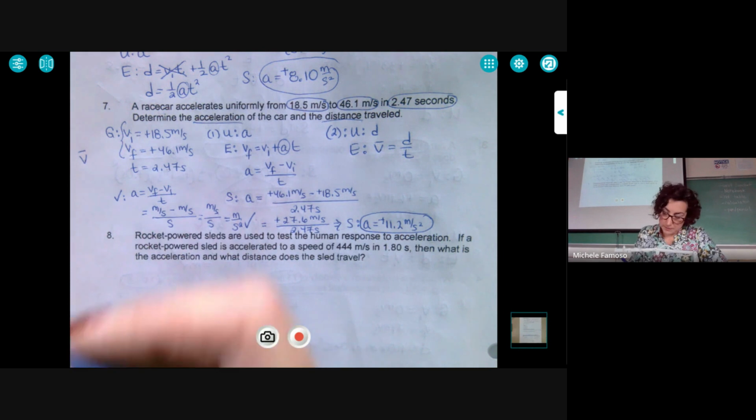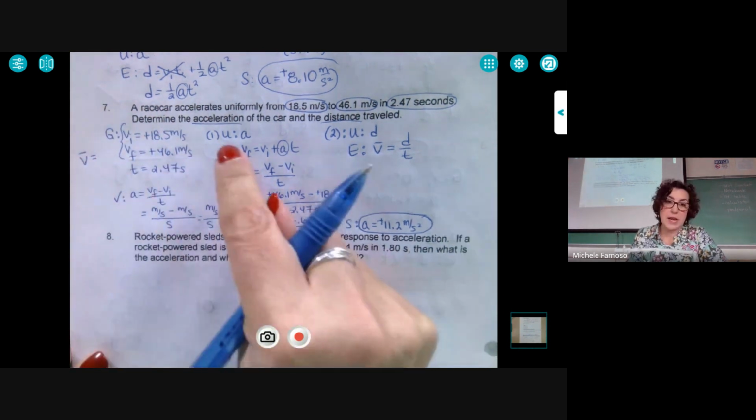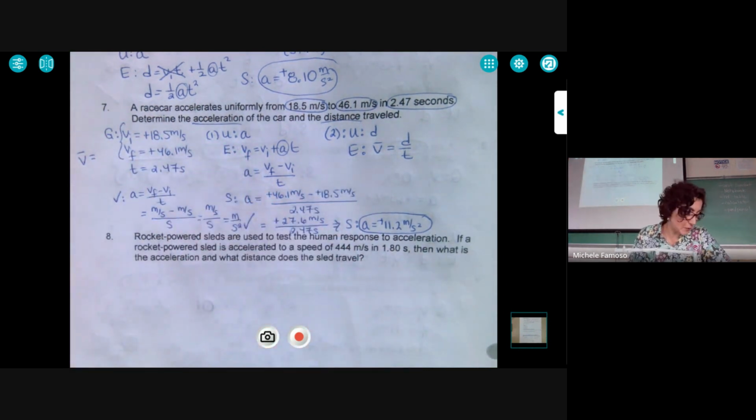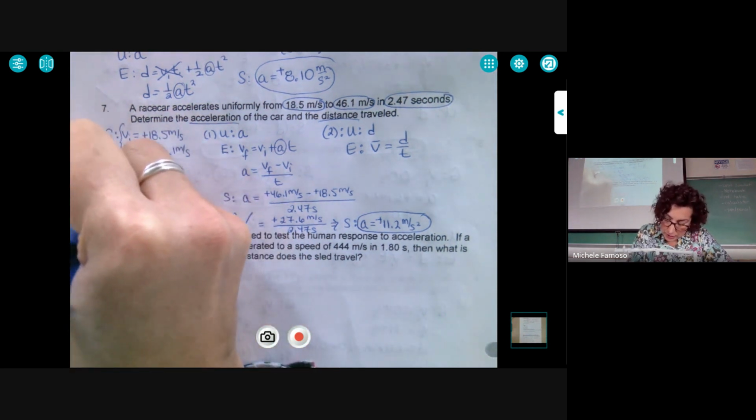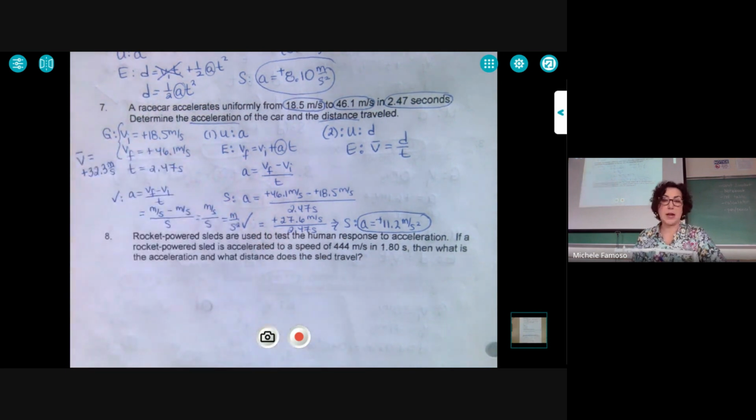Ellie, can you tell me what's the average of 18.5 and 46.1? Yep. Positive 32.3 meters per second.